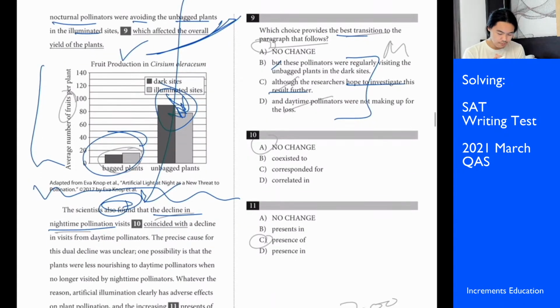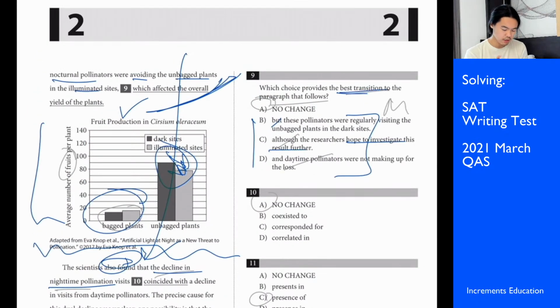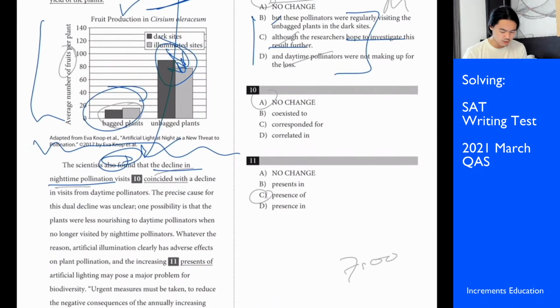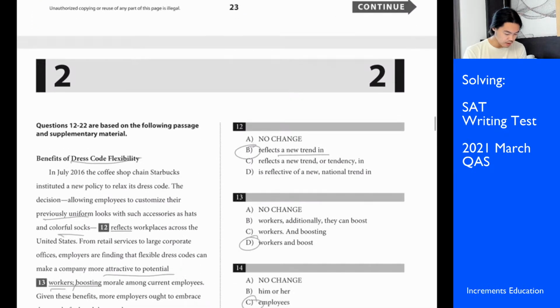So it's not good to try to force a connection here, even though it says best transition. Okay. Transition doesn't mean forcing logical connections that don't exist. Coincided with, presence of, and now we're good.